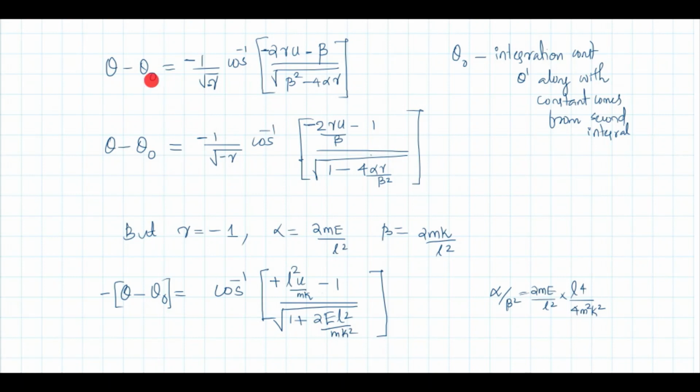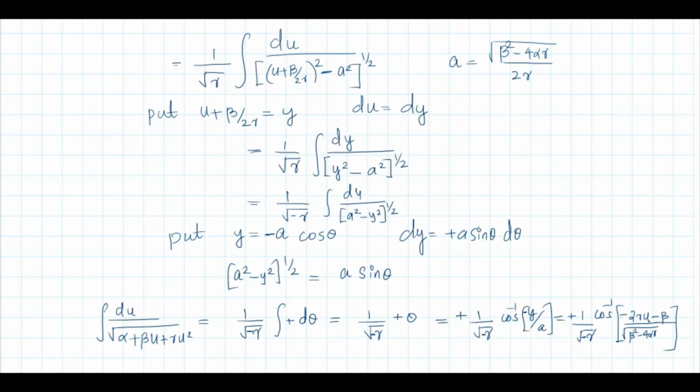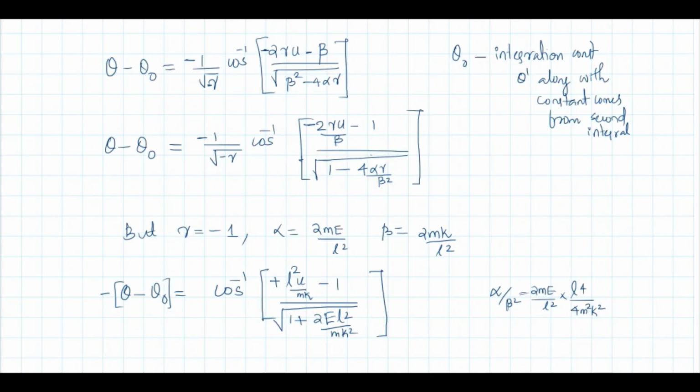So theta minus theta 0 is equal to minus 1 by root minus gamma. From where does this minus sign come? In this integral you already have a minus sign. For this integral you got this result. So when you substitute back in the original expression, there will be a minus sign.